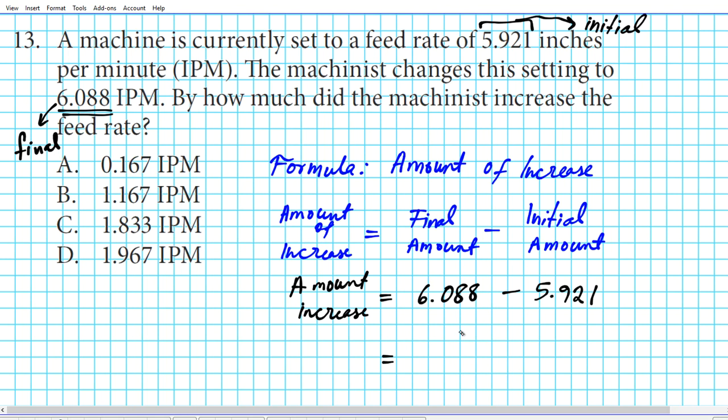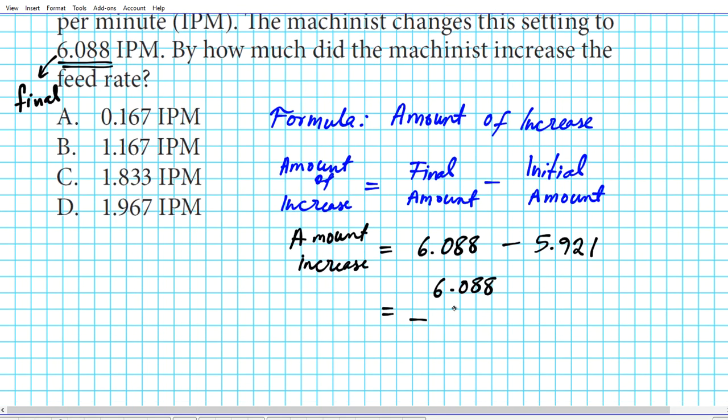So let's go ahead and do that. We're going to orient our difference vertically, okay? So we have 6.088, and it was subtracting. Now when you're orienting a difference of decimals vertically, you have to align the decimal points so you do not make place value errors, okay? So we have that aligned nicely.